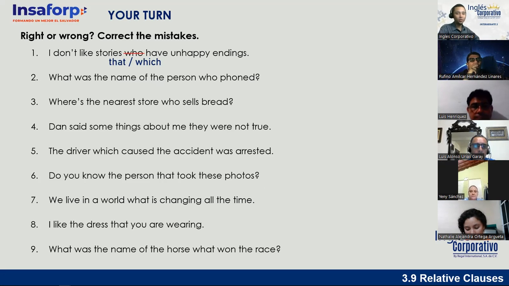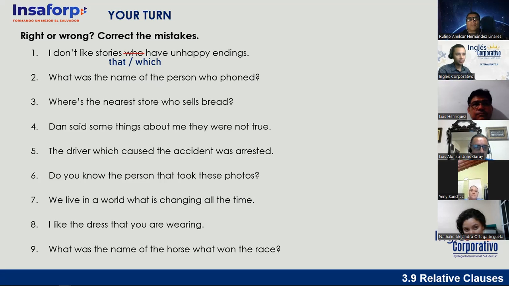What about number two? The sentence reads, what was the name of the person who phoned? Let me check this. Is this sentence right or wrong? Because sometimes they are right, sometimes they are wrong. What do you think? Is there a problem with this sentence? Or is it correct? Amilcar. For me, it is correct. I don't see mistake. That's right. Okay, the sentence is correct. There are no mistakes in here. Thank you, Amilcar. Very good.